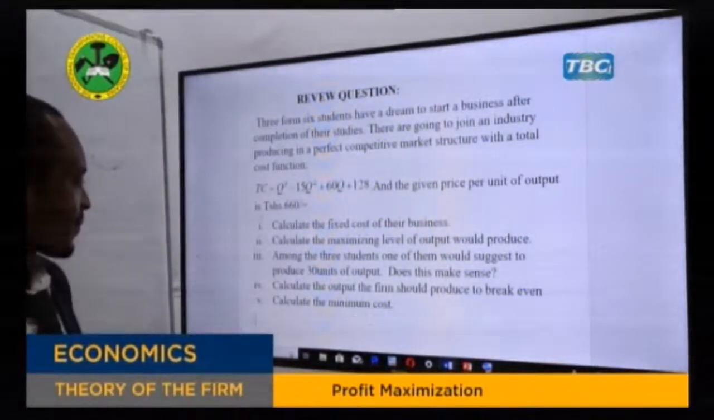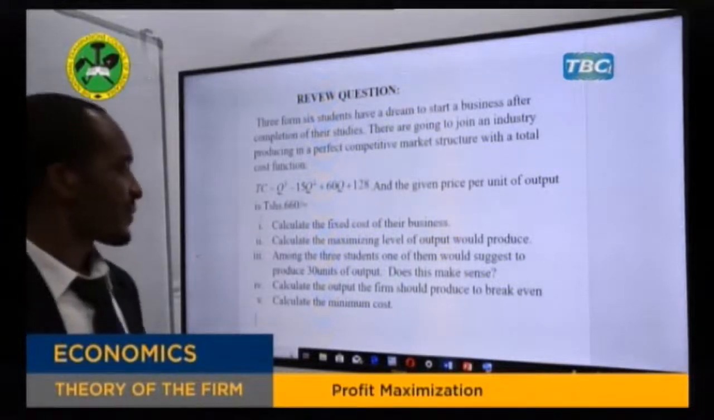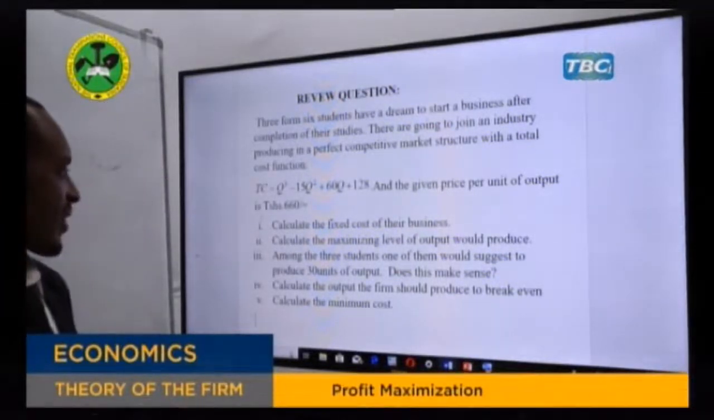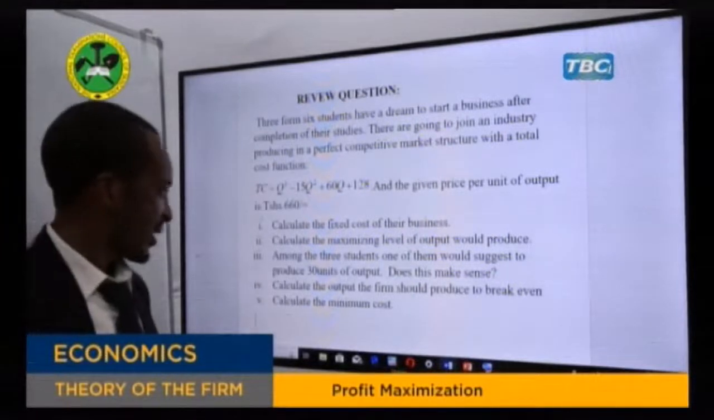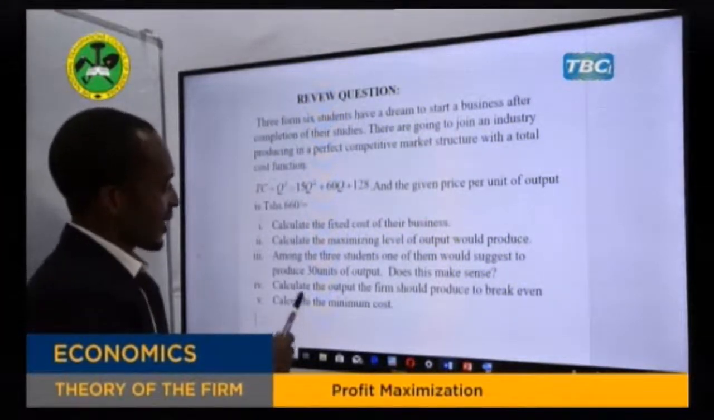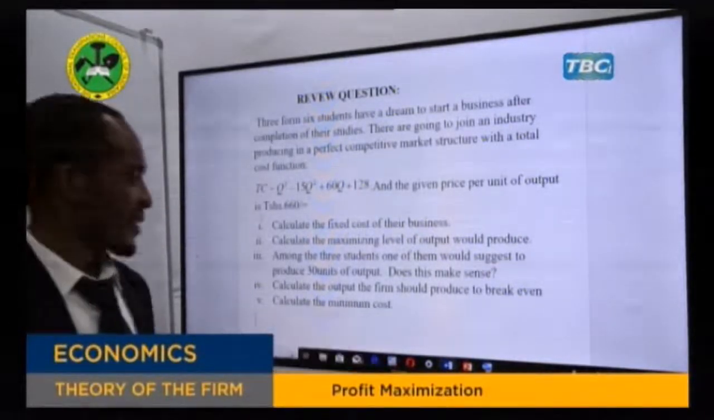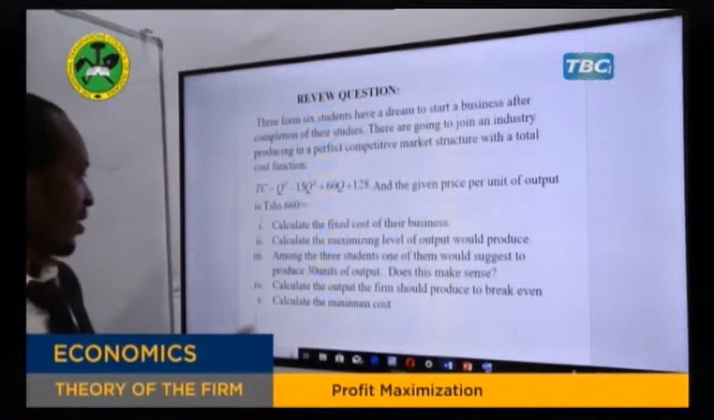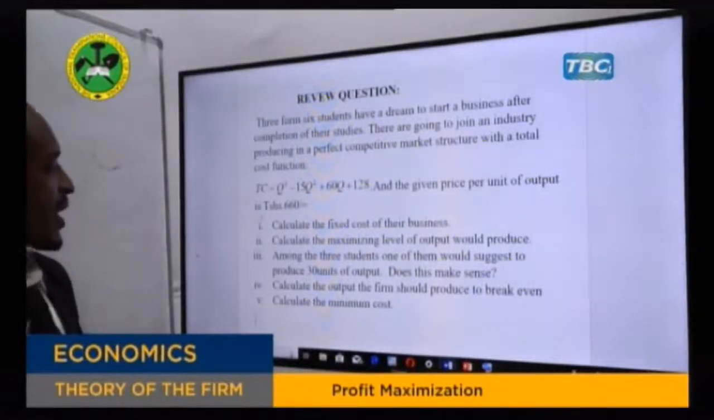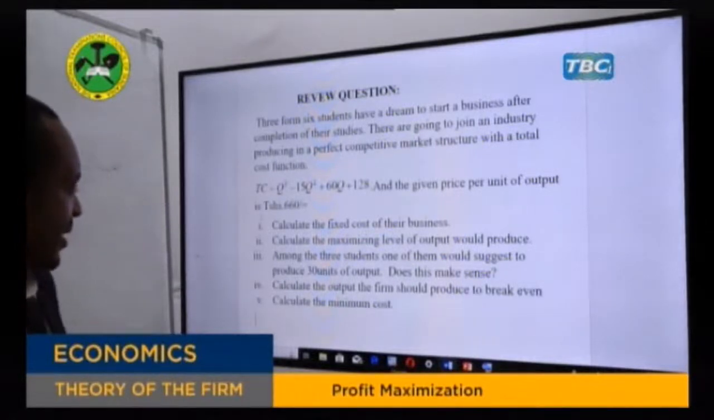So when you simplify this, the marginal cost will be equal to 3Q squared minus 30Q plus 60. So 0 times this one will be 0. So the marginal cost will be equal to this one.